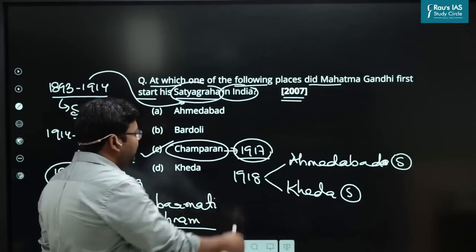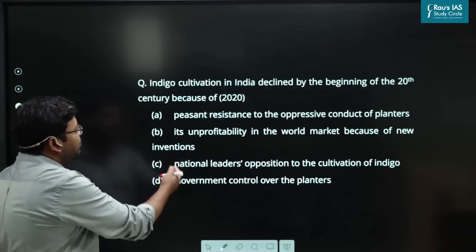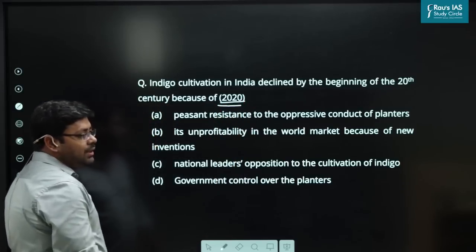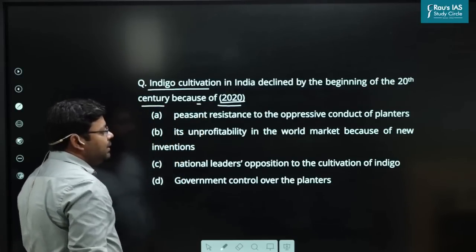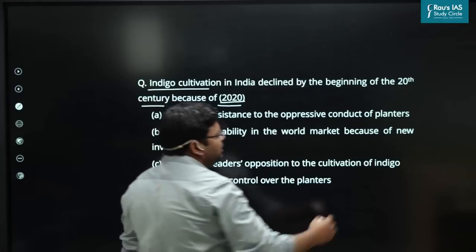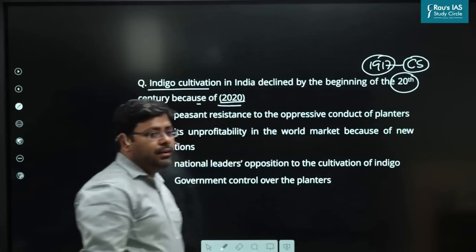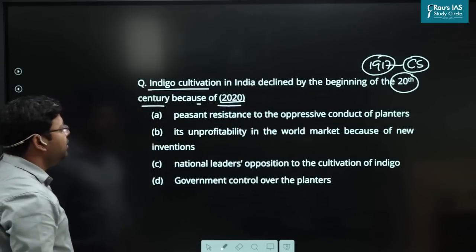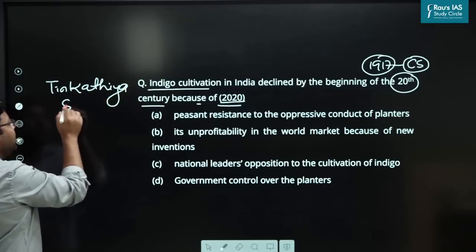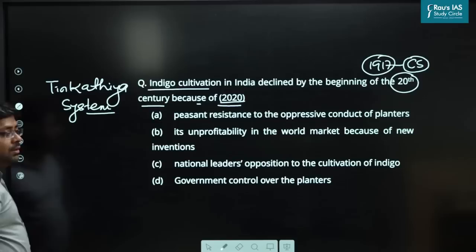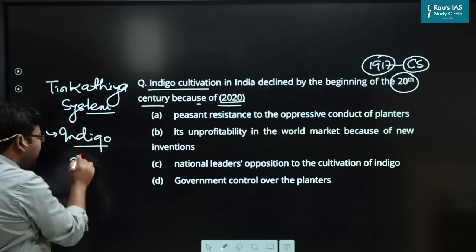Now, if we talk about the Champaran Satyagraha of 1917, the next UPSC question is related to this. The question is from the UPSC 2020 exam, and it asks why indigo cultivation in India declined by the beginning of the 20th century. The beginning of the 20th century we can take as 1917, around the Champaran Satyagraha. What was the trouble in Champaran? First of all, you should know that in Champaran there was the Tinkathia system. Under this Tinkathia system, the farmers were compelled to go for indigo cultivation on 3/20th part of the land.